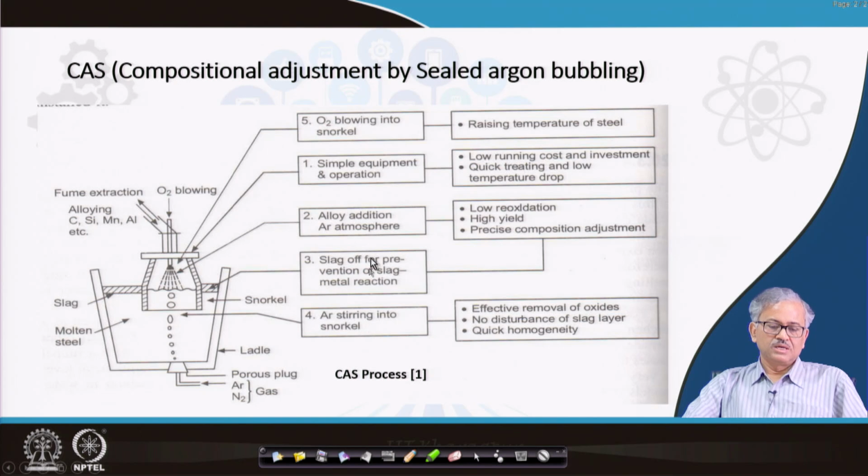And oxygen can be blown into the snorkel, raising the temperature of the steel. Obviously you are introducing some amount of alumina, but because of good stirring, those alumina particles will float up at the top of the metal bath. It is expected. Then you can take out the slag. This process was developed at Nippon Steel. If you do the alloying under this argon atmosphere, then obviously the yield will become high.